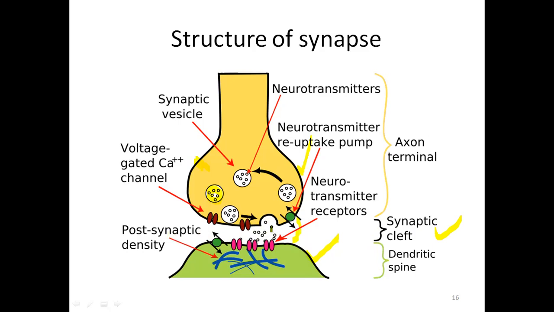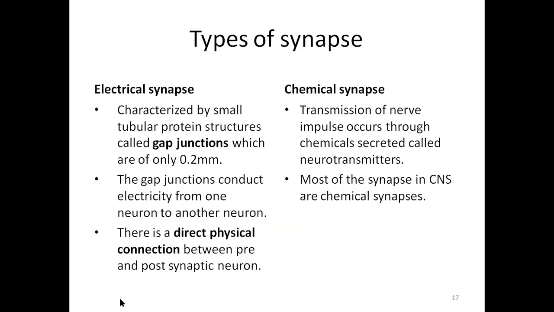and what is getting released into the synaptic cleft is the neurotransmitter. So this is the structure of the neurotransmitter, and these structures that are present on the postsynaptic membrane are receptors of neurotransmitter. The neurotransmitter that is released binds to these receptors.